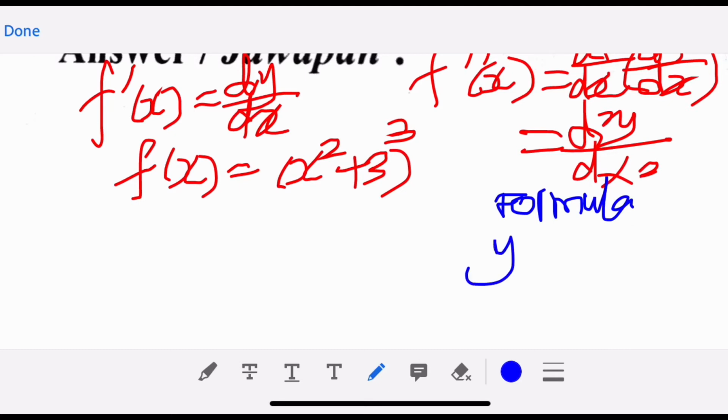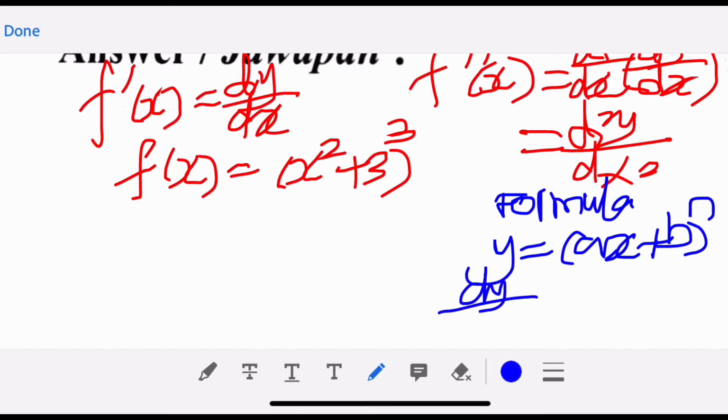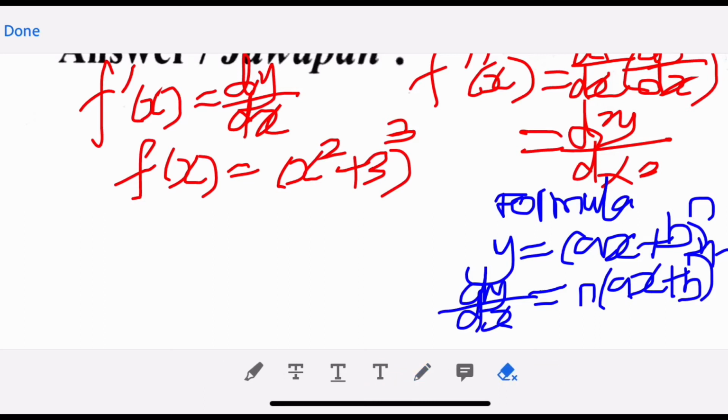So the formula for the chain rule, (ax plus b) to the power n. When you differentiate, what do you get? You have to bring the n down, remember? Then copy the whole thing, then the power minus 1. Okay, then don't forget to times the coefficient of the x.